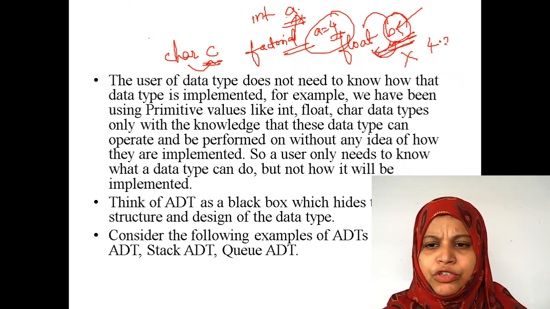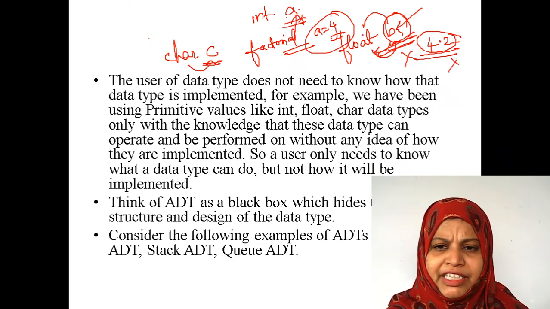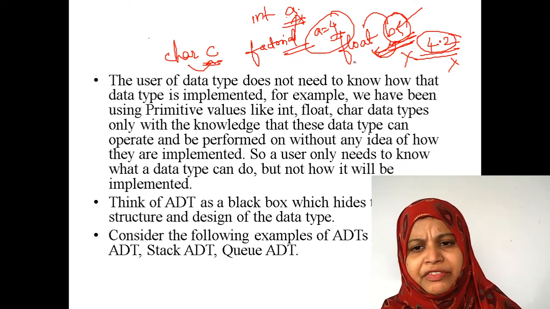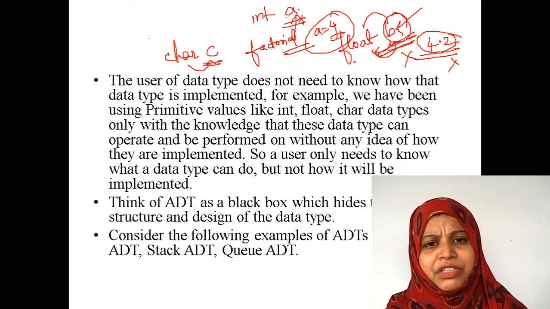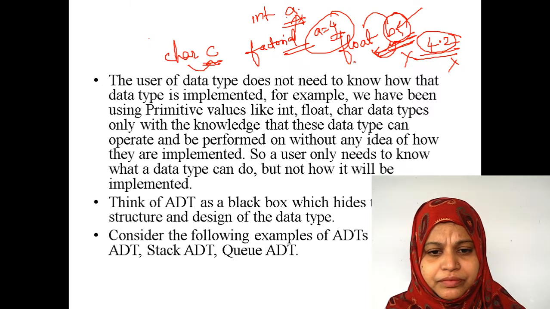If I am going to give 4.2, is it possible to find the factorial of a given number? No. So whenever the user declares any variable as integer or float or character, whatever it may be, the user knows what type of operations we can perform on that particular variable and what type of data we are going to store in it. The user must know that, right?